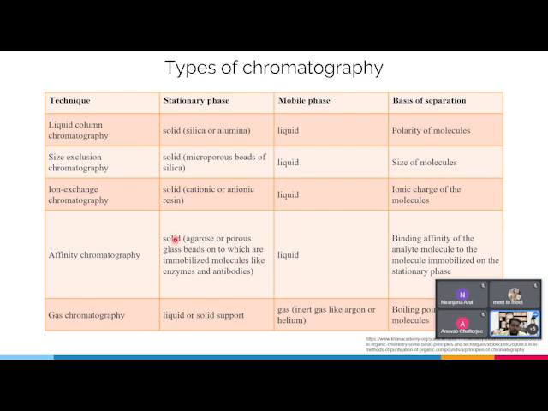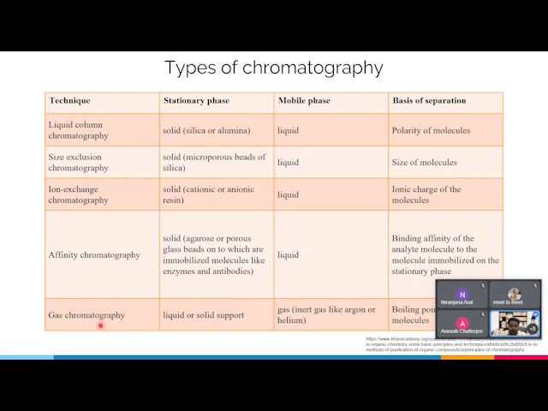So during affinity chromatography, you have a solid agarose or porous glass beads with immobilized molecules which are your binding site. These can be enzymes or antibodies. And while the liquid phase is passing through, the analyte molecule that has binding affinity and is present in the liquid phase is immobilized to the stationary phase and gets stuck to it. And you essentially separate that particular molecule of interest out of the liquid phase. So this is what affinity chromatography is.